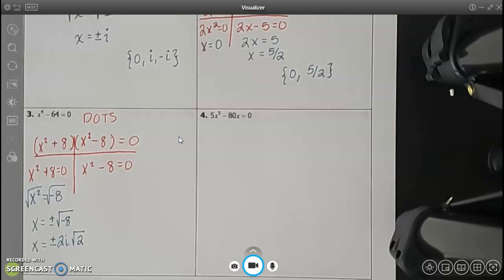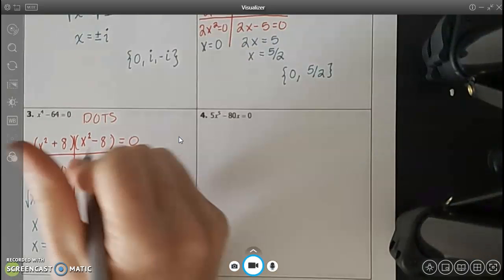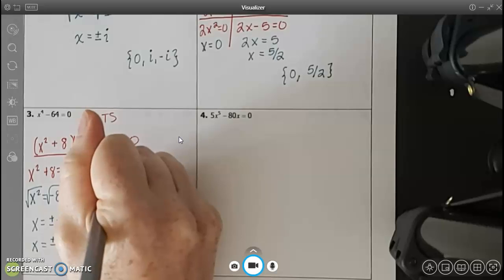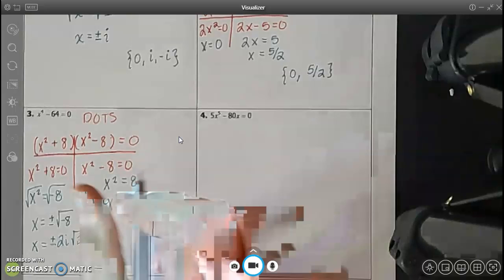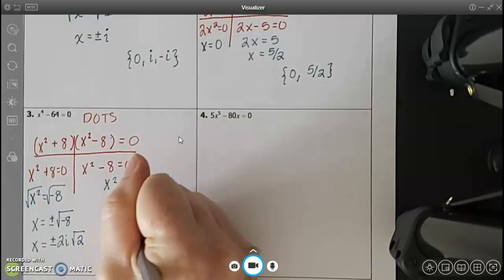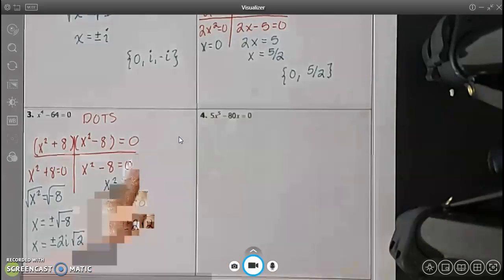All right, then I have x squared minus 8 equals 0. If I add 8 to both sides, I have x squared is equal to positive 8. I'll take the square root, so x is equal to plus or minus the square root of 8, and then we're going to break that down. The largest perfect square that's a factor of 8 is 4. 4 times 2 is 8, and the square root of 4 is 2. Notice we have 4 answers here: positive 2i square root 2, negative 2i square root 2, positive 2 square root 2, and negative 2 square root 2.